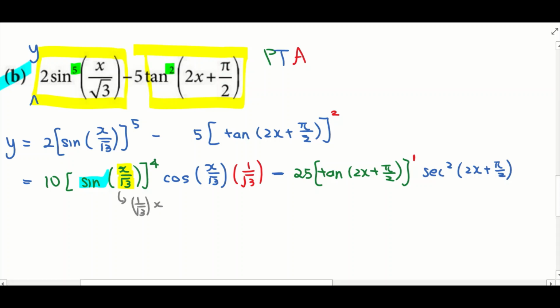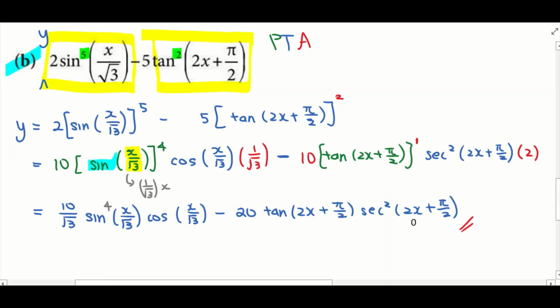Sorry, I made a mistake. When I bring down power, it should be 5 times 2, 10. But I'll continue. Differentiate the angle. Differentiate angle, give me 2. Now everything I will sum it up and simplify it. Now this is my final answer after I simplify. Remember I brought the power 4 inside.